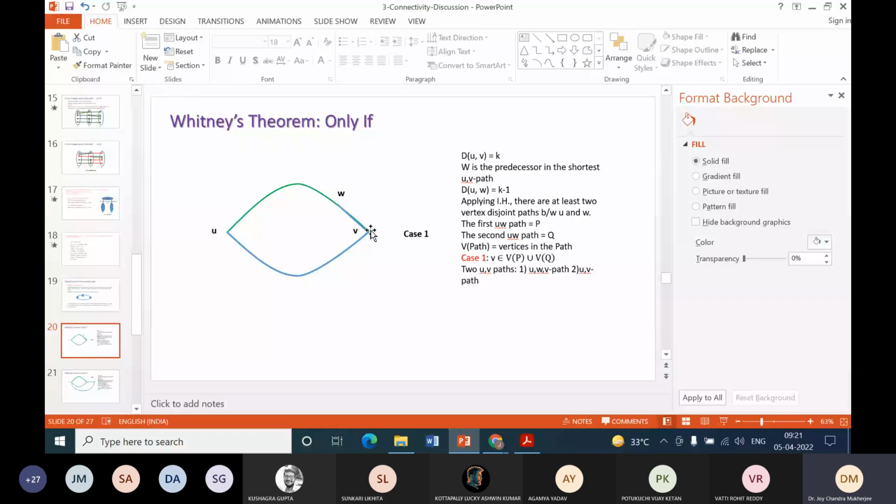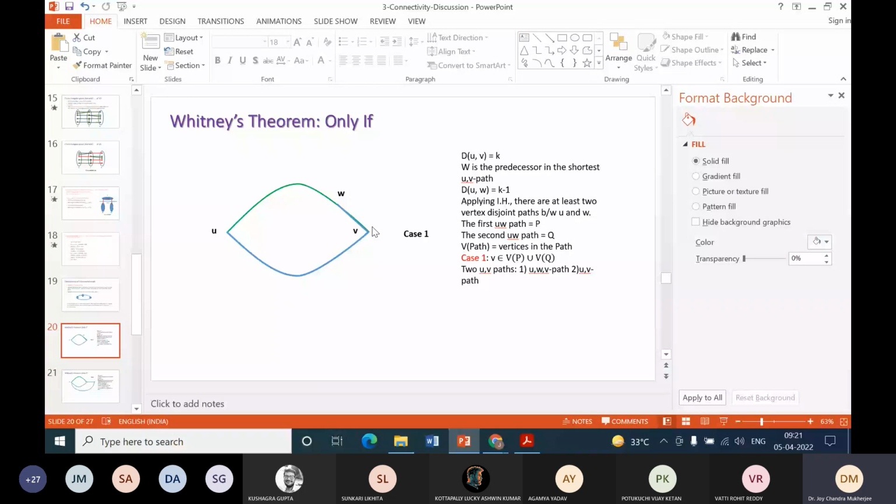So what is path P and path Q? Path P is a vertex disjoint path from U to W. Q is another vertex disjoint path from V to W. Yes, so U to W. Now on this Q path, if V exists, then for V we can find two vertex disjoint paths, one is UV, one is UWV.